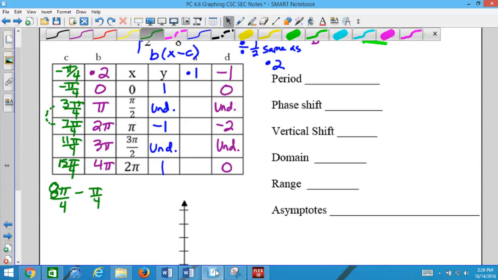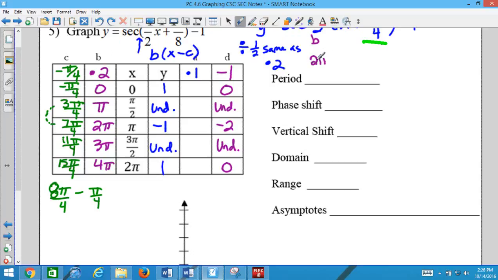All right, then filling out the period, we had a formula last class. Same formula applies. We do 2 pi over the b. So if I take 2 pi and I divide it by my 1/2, dividing by half, same thing as multiplying by 2. So my period is 4 pi.